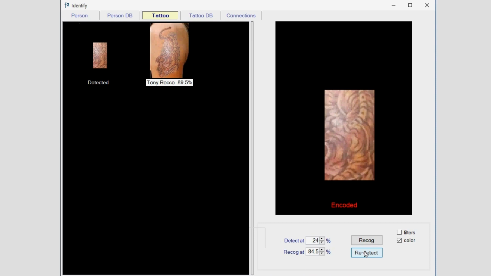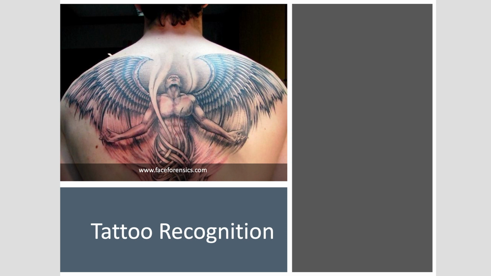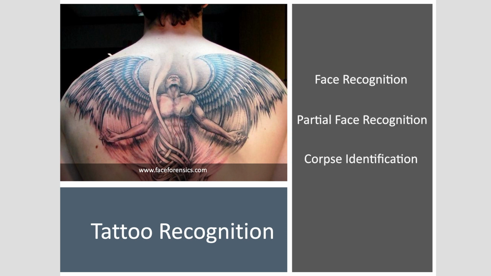In terms of connectivity, the system is designed to map easily onto existing SQL Server and Oracle databases. There's no limit to the size of the databases that can be searched. F2 Tattoo is part of the F2 Image Recognition Suite, which includes face recognition, partial face recognition, corpse identification, and scene recognition. They can all link together. The software runs under Windows 10 and 11 and is available as an application, as a .NET SDK, and as a web service.